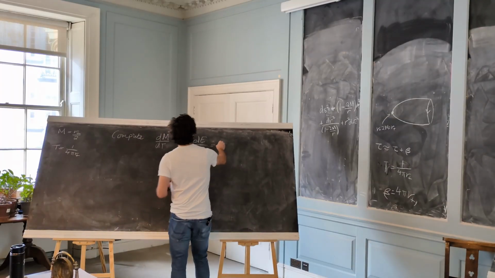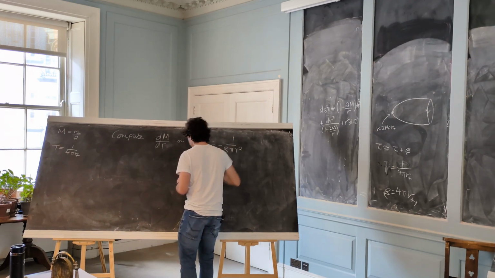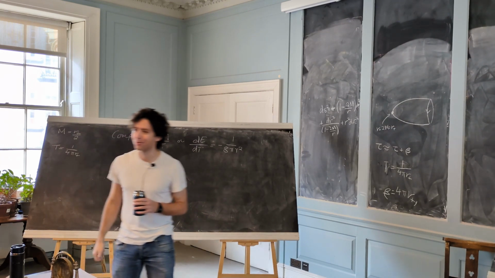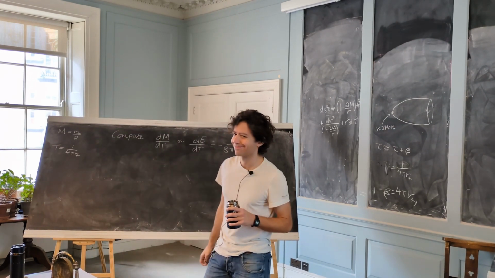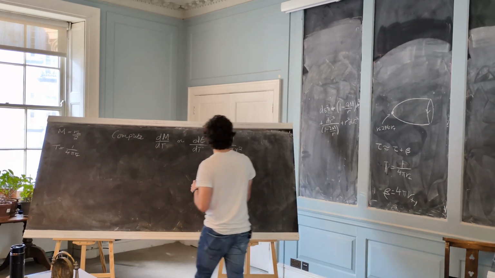Very good. Minus 1 over 8 pi t squared. So why should you be surprised by this result? The heat capacity is negative. Very good.